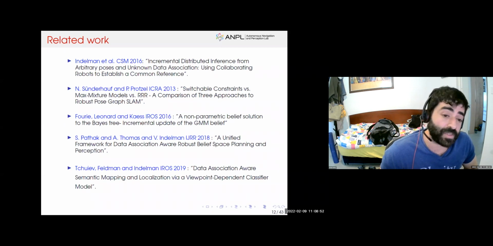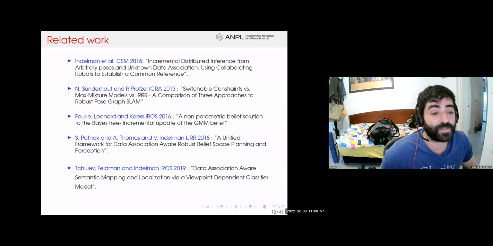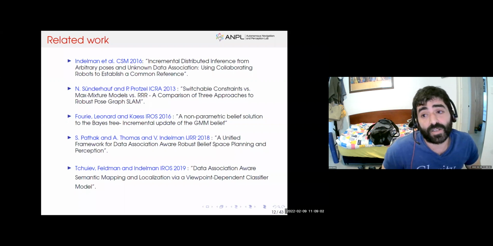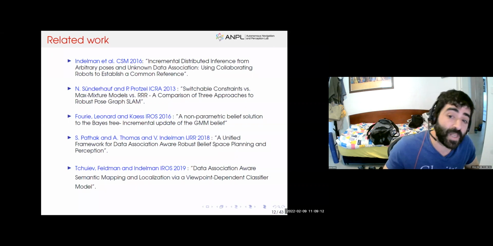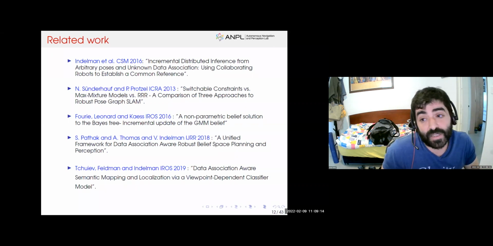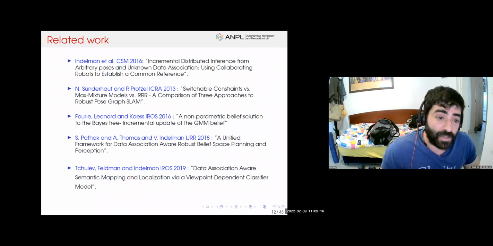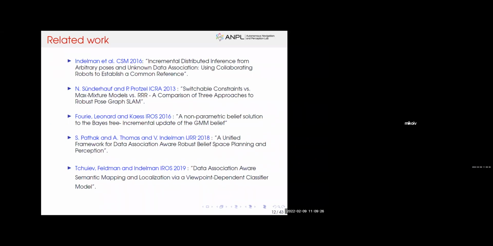And he also assumed different probabilities for the hypotheses to be the correct one. Tchuiev at IROS 2019 addressed the aspect of relaxing the data association and the aspect of classification. He did this in order to develop a view-dependent classifier model. But we should mention that all of these works mentioned, as far as we know, none of the works we know of today dealt with the aspect of understanding how current information can have any impact on a past hypothesis and a past time. As far as we know, we're the first to show this.